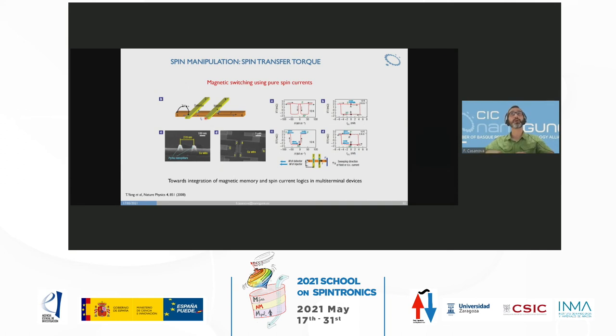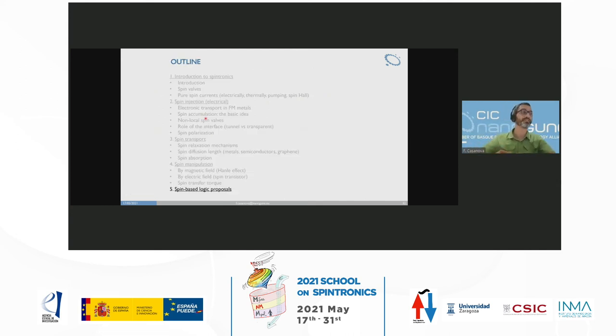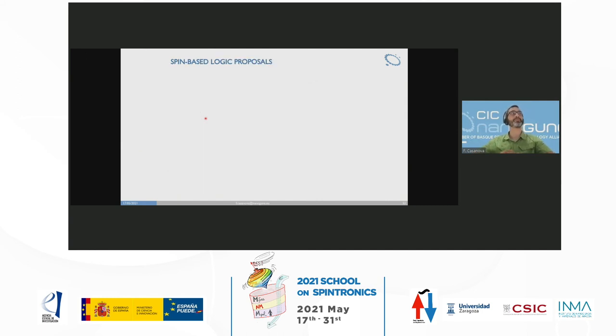So with all these ingredients, maybe we can think about integrating these magnetic elements as magnetic memory and spin currents to logic operations in devices. So that's one of the motivations here. There are different proposals, theoretically, that are based on spin with this idea.